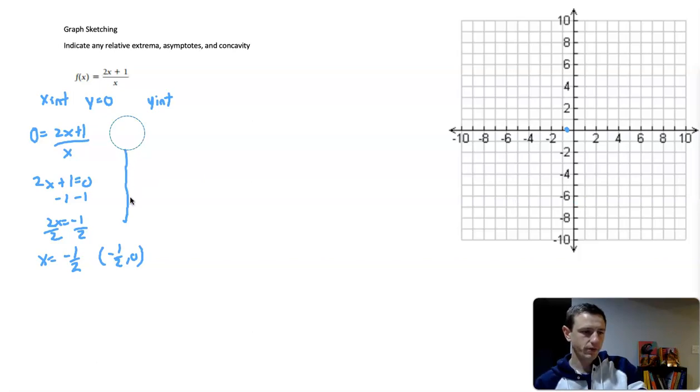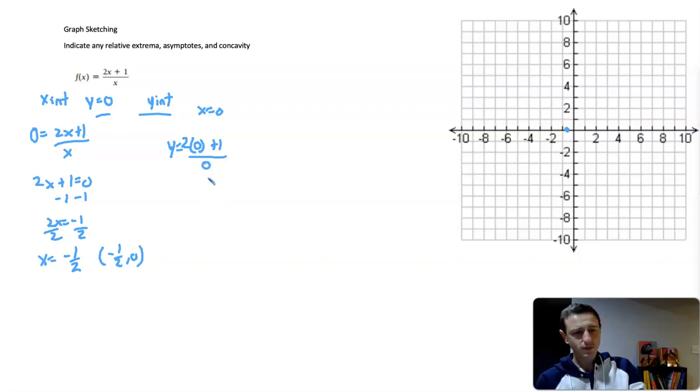Next, y-intercept. Y-intercept is going to be when x is equal to 0, right? Because here's the y-axis. When we cross that y-axis, that means our x value is 0. So all I'm going to do is change everywhere I see an x and replace that with 0. So (2 times 0 plus 1) over 0. Since we have this 1 over 0, that means that we have no y-intercepts. And that's kind of weird, but when we look at the next step here, it'll make a lot more sense.